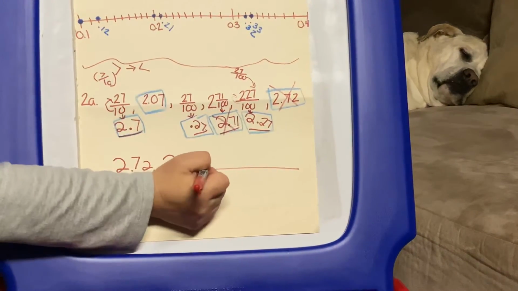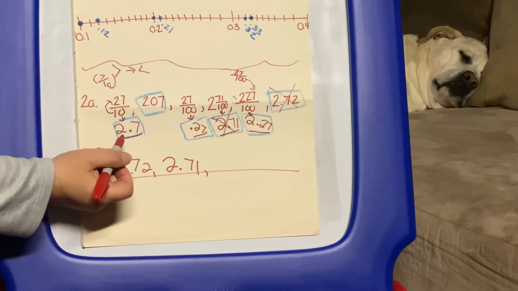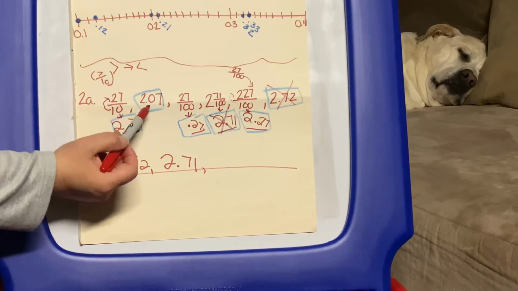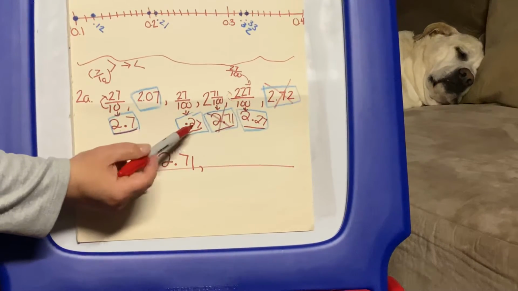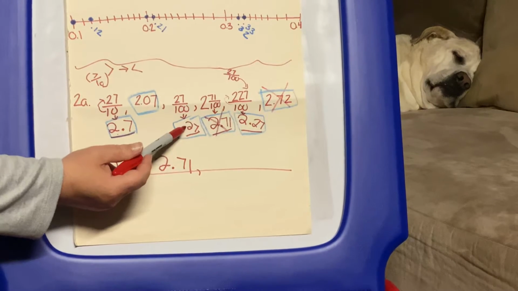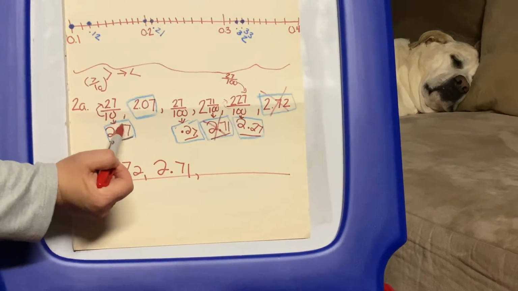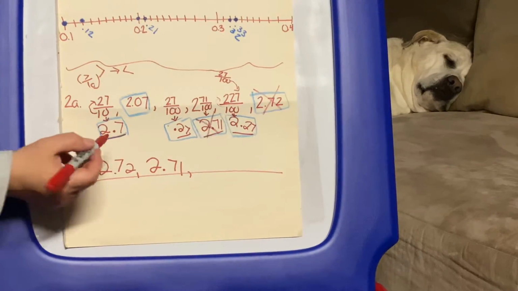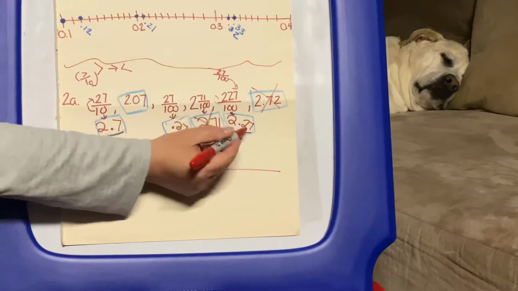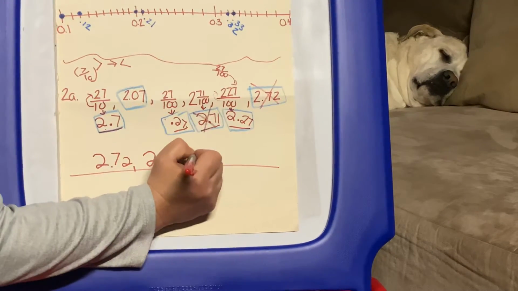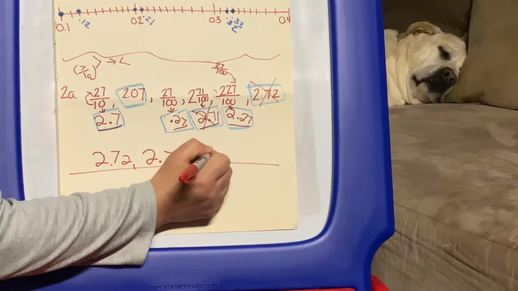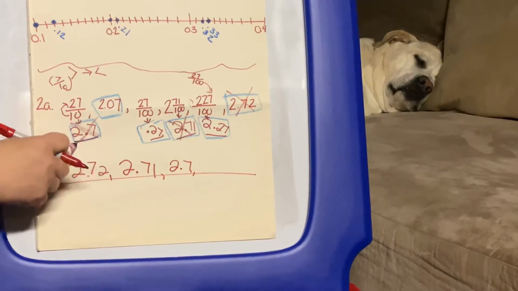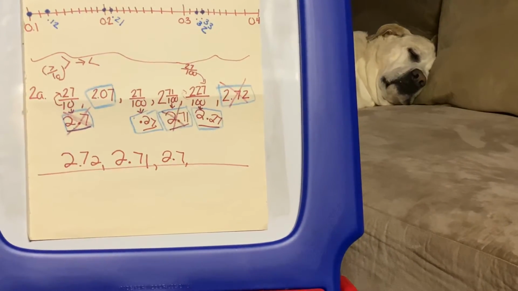Now, let's look and see what we have left. 2.7, 2.07. I know 2.7 is bigger than that, so moving on. 2.7 and 0.27 doesn't have a whole number, so I know 2.7 is bigger. 2.7 and 2.27. Okay, well, my 7 is bigger than my 2, so 2.7 is next. And again, remember to cross off when you are finished because it will get confusing if you do not.